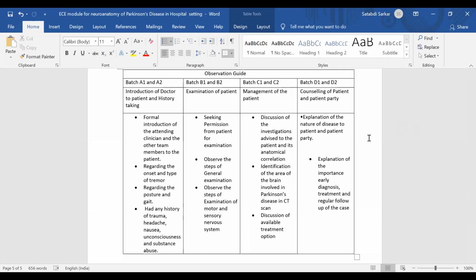So we can give these observation guides to all 8 batches, and after that, on the second day, the whole batch comes back to the lecture theater, and the summarization, the feedback, and the assessment can be taken there.